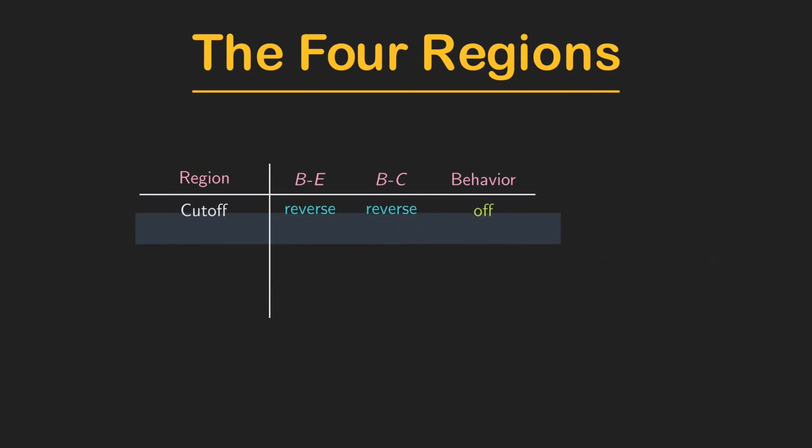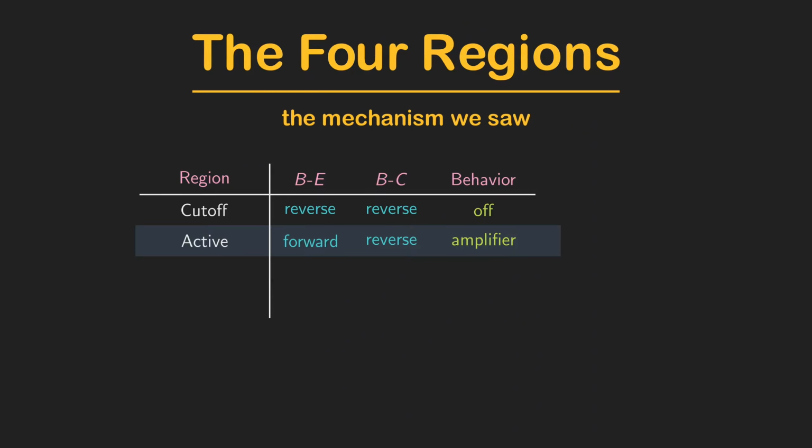The second region is the active region. The base to emitter junction is forward biased and the base to collector junction is reverse biased. This is exactly the mechanism we just described. It is controlled amplification, and this is the region you use to build amplifiers.